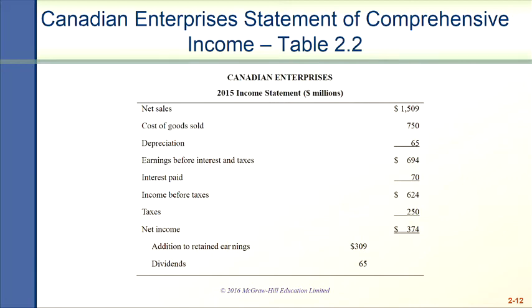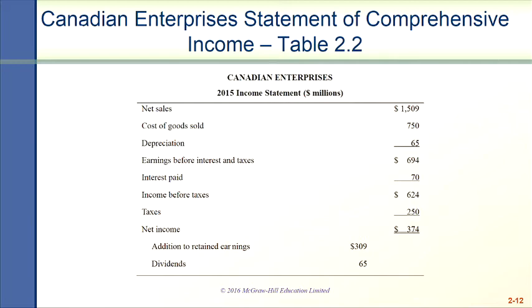That is the depreciation. So when we add the two, the cost of goods sold and the depreciation, and subtract that from the net sales, we have something called earnings before interest and tax, EBIT. So in this case, we have sales of 1,509, cost of goods sold of 750, and depreciation of 65. The subtraction gives us earnings before interest and tax of 694. And then, of course, we have interest paid of $70, which brought us to income before tax of 624. And then we have taxes of 250.